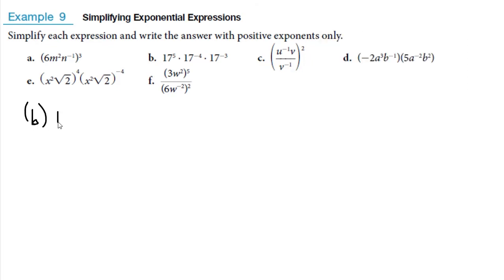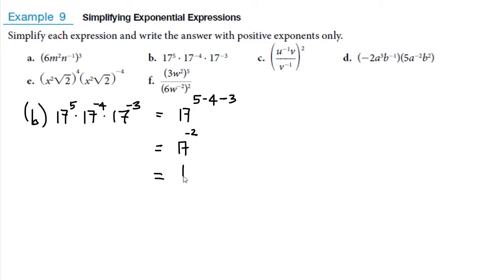In part B, I have 17 to the power 5 times 17 to the power negative 4 times 17 to the power negative 3. So that's multiple applications of the product rule. So here I have 17, and I'll write the step in, but it's usually a mental step. So we have 5 plus minus 4, so that's minus 4 plus minus 3, and that's going to give me 17. 5 minus 7 is negative 2, so that is going to be 1 over 17 squared. 17 squared is 289, so it's 1 over 289.